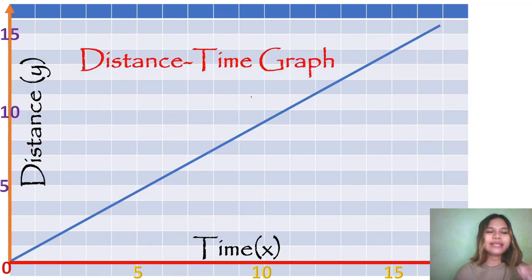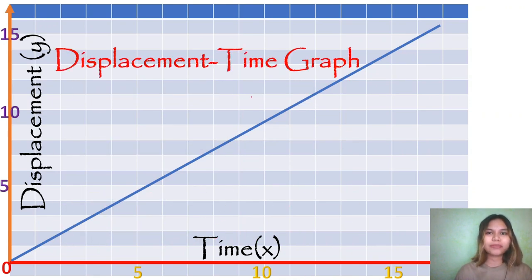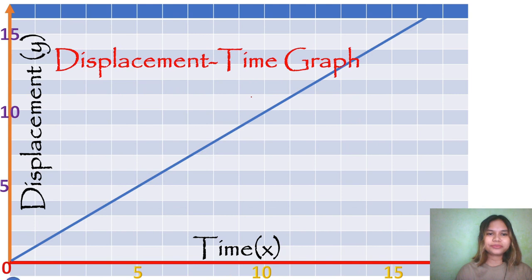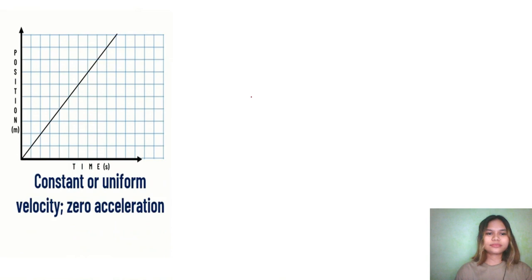Next, if you are given a distance on the y-axis and time on the x-axis, that will be called a distance-time graph. If you are given it like this one, this will be called a displacement-time graph. Also, the slope in the graph gives us an idea about the motion of an object, whether the object is moving slow or moving fast. So we have a series of examples of graphs here.